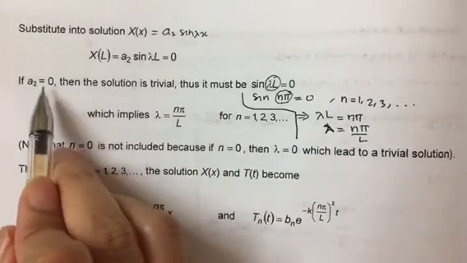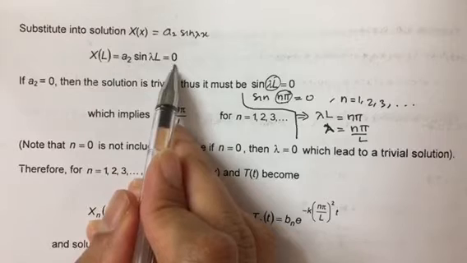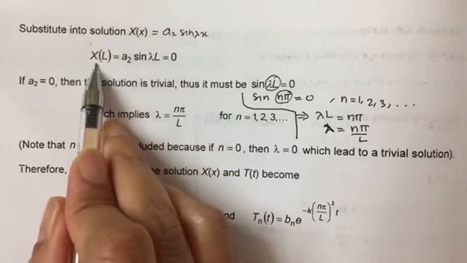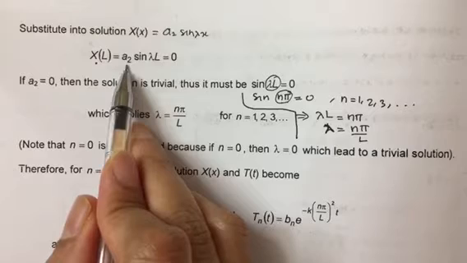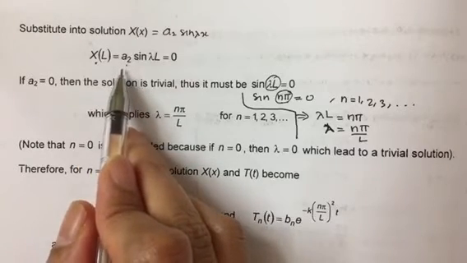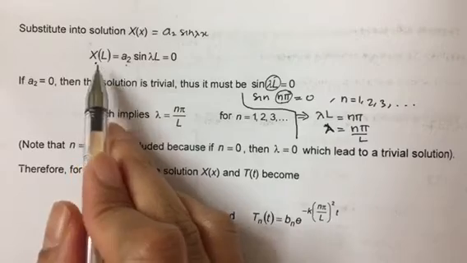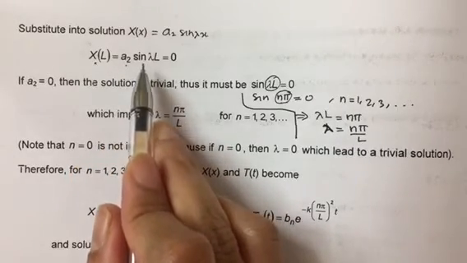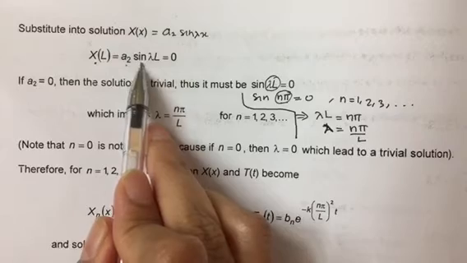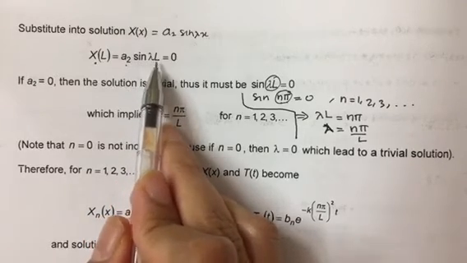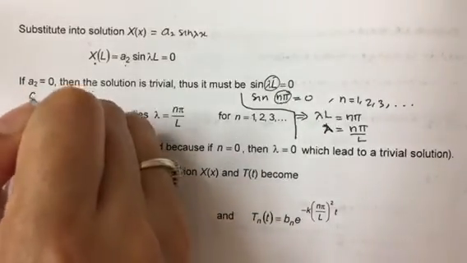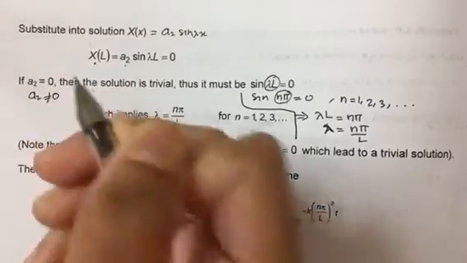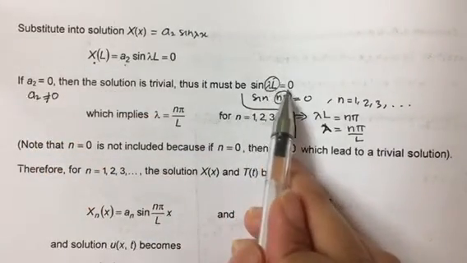Okay, now if A2 equal to 0, we cannot get the answer for X, because A1 just now in the first solution we got A1 equal to 0. So if A2 also equal to 0, we cannot get the solution for X. So that means we need to let sin lambda L equal to 0. Okay, A2 is not equal to 0, meaning sin lambda L equal to 0.